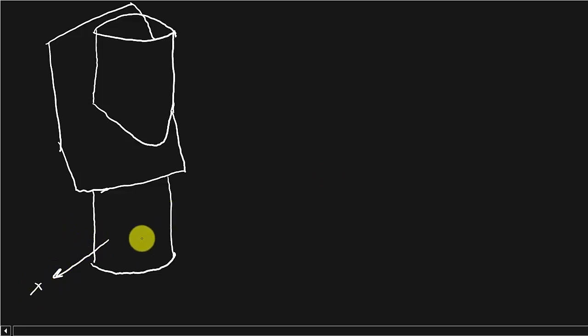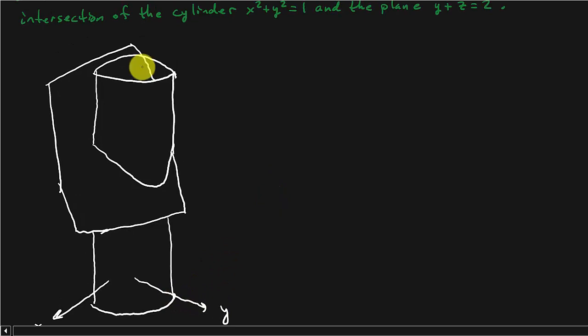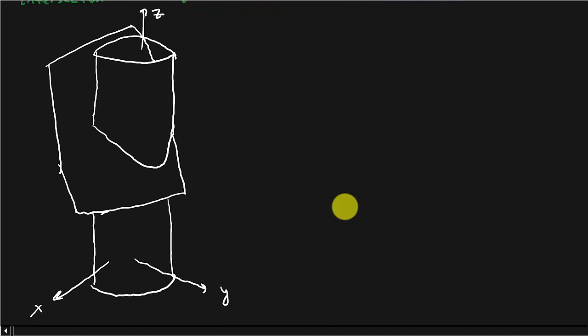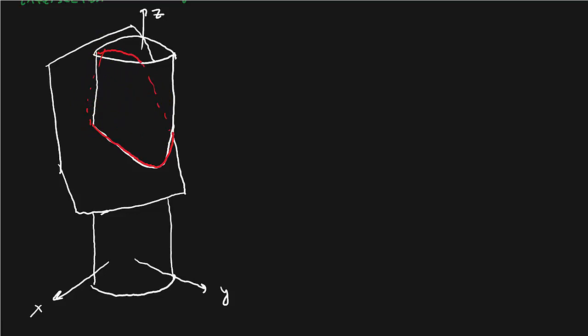And then you have your x-axis coming out here like this, your y-axis like this, and then of course your z-axis coming here. And what we have here is this intersection right here, that's what we're looking at. It's going around and coming back through like this. So you're looking at this part right here.